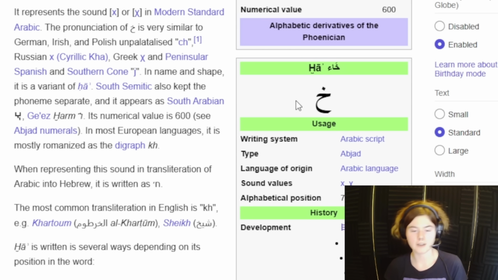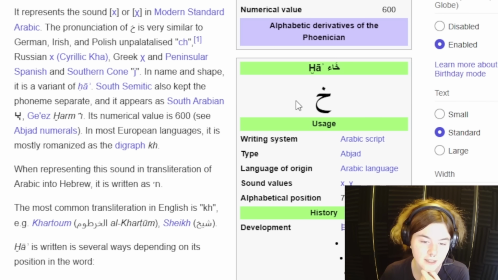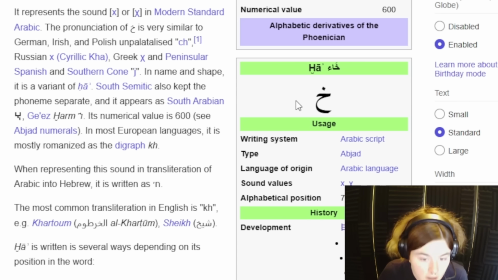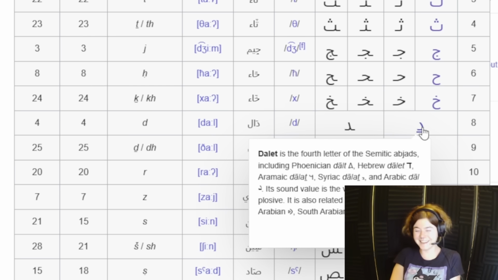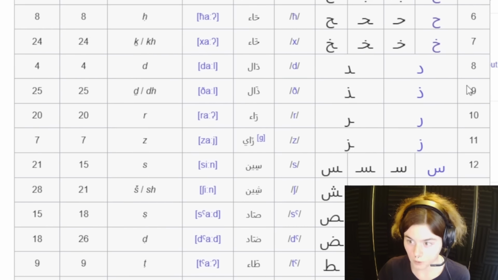Oh my gosh. I need to hang up the jersey. Jesus Christ, I'm smashing every single letter. And look at how cool it looks as well. That looks so fun to write. Are you serious? Yeah, I'm smashing. Daylit. Oh my gosh. I just know that my pronunciation is demonic.